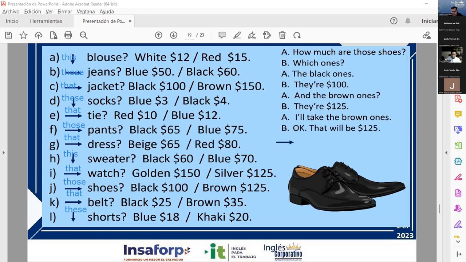You're welcome. How much is this blouse? How much are those jeans? And which one? Singular, which one? Plural, which ones?